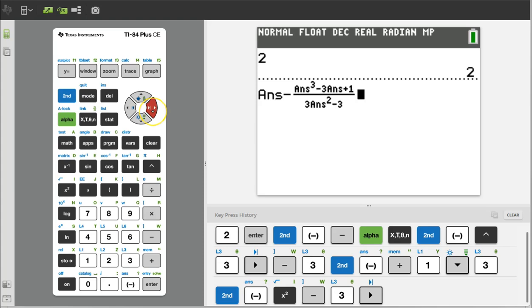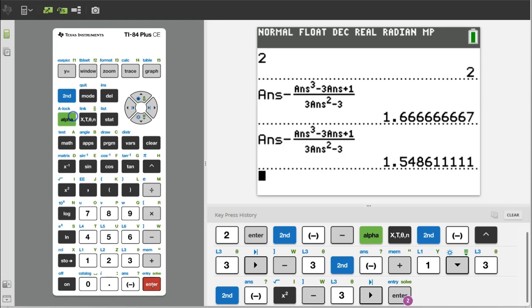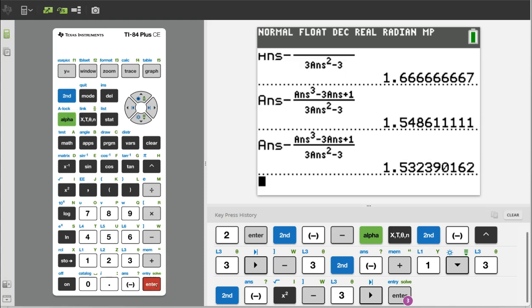Okay, so if I press enter, it should give me my next x value, which, remember, x1 is equal to 2, and so x2 should equal this thing here. And now, because this is so useful, if I press enter again, it will give me my x sub 3 value and my x sub 4 value as I just keep continuing to press enter.